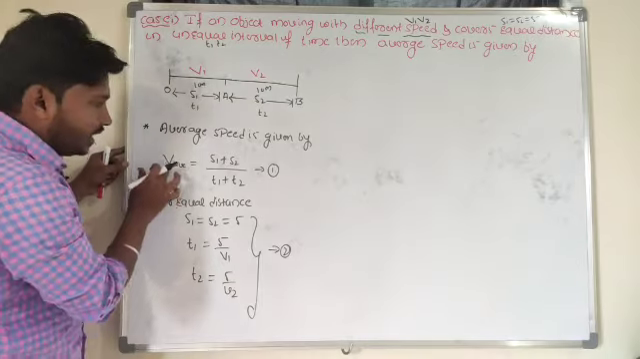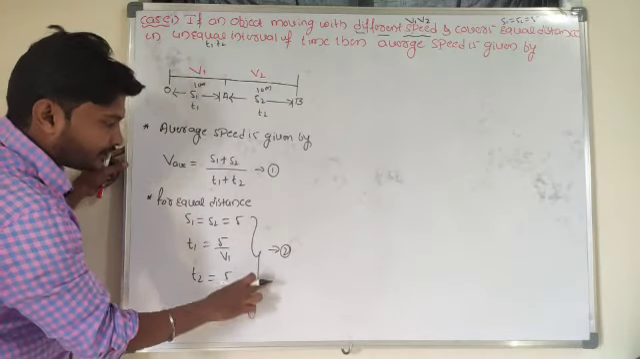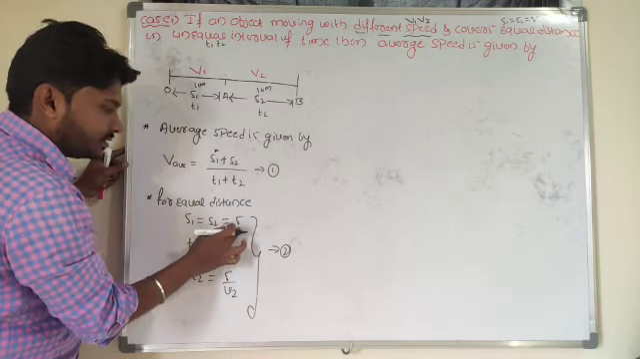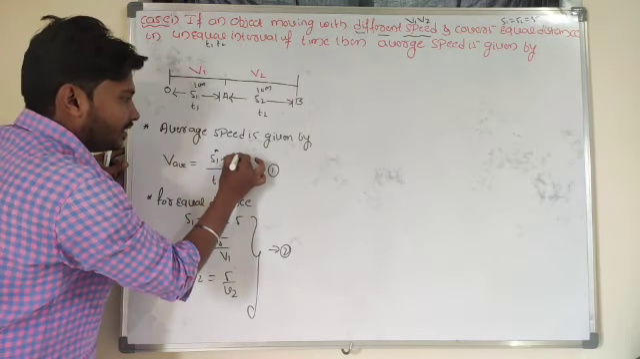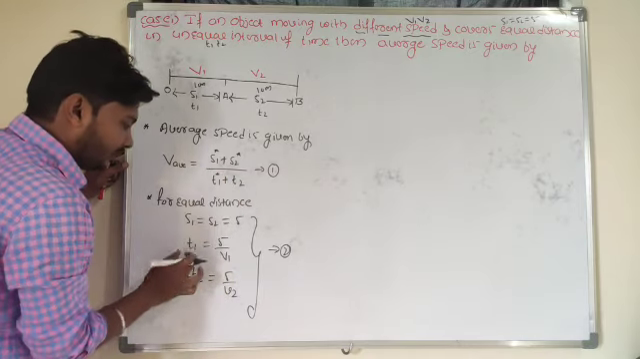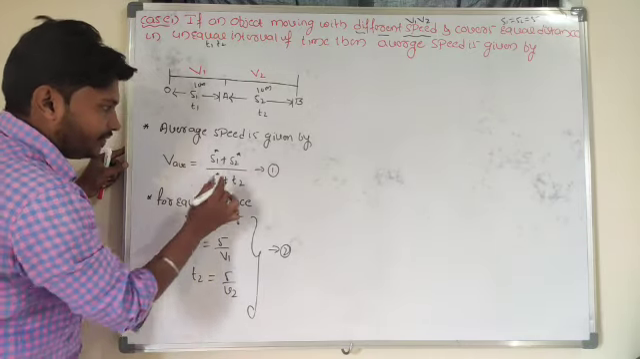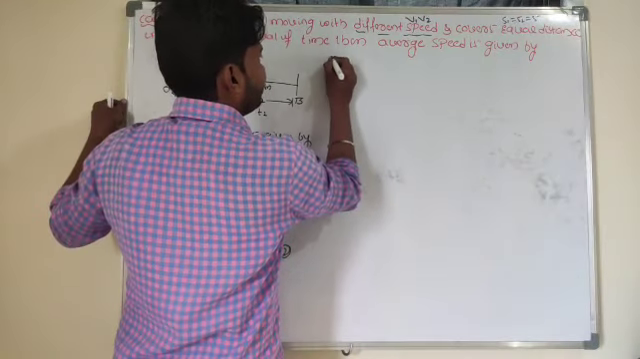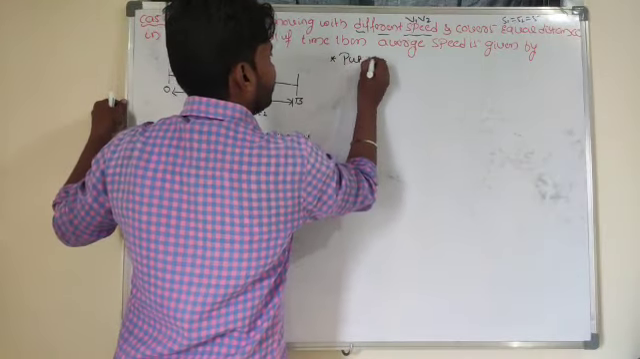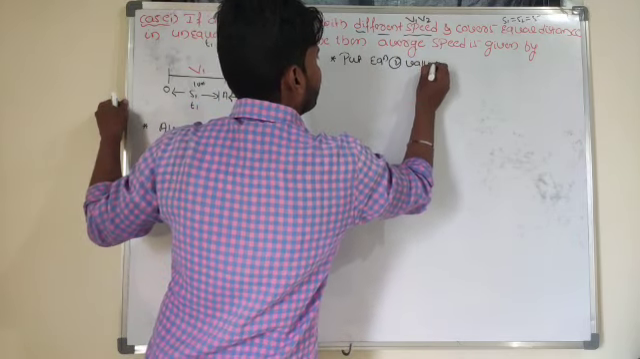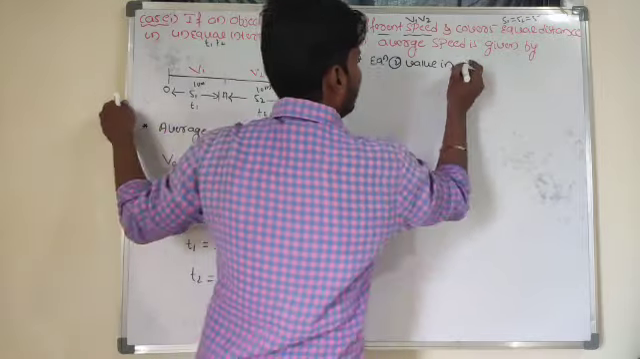So look here. I want to substitute the equation 2 values in equation 1. Wherever S1 is there, I will take it as S. Wherever S2 is there, I will take it as S. Wherever T1 is there, T1 means S by V1. T2 means what? S by V2. So I will substitute. So put equation 2 values in equation 1.